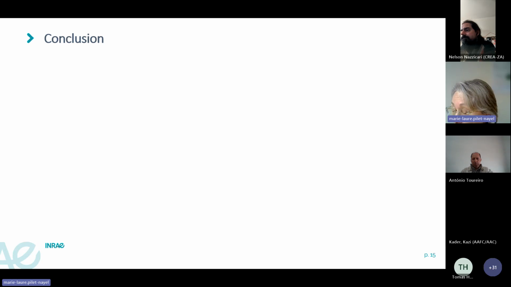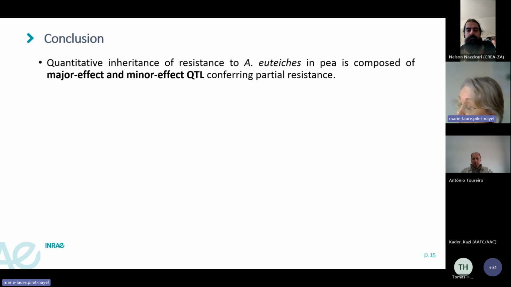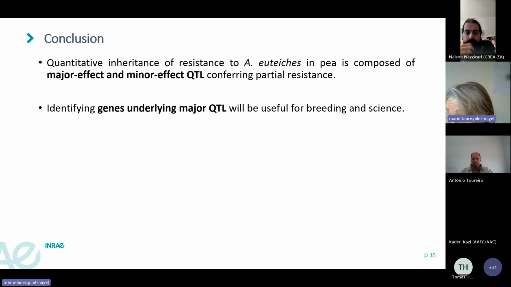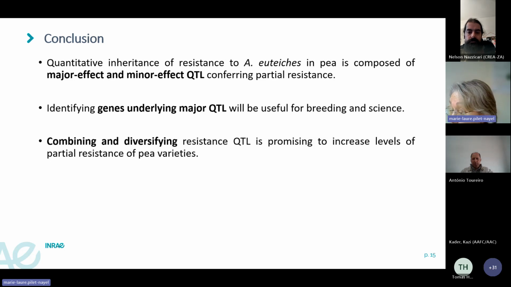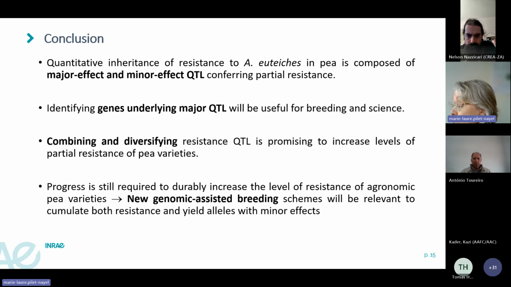Okay, just to conclude, I would like to say that our research work showed that the quantitative inheritance of resistance in P is composed of major effect and minor effect QTL. Identified genes underlying major effect QTL will be useful for breeding and science. Combining and diversifying resistance QTL is promising to increase levels of P partial resistance. Progress is still required to durably increase the level of resistance of agronomic varieties. And of course, new genomic assisted breeding schemes will be relevant to accumulate both resistance and yield alleles with minor effects.